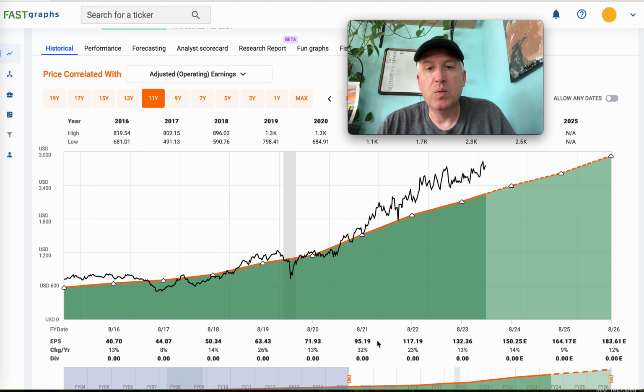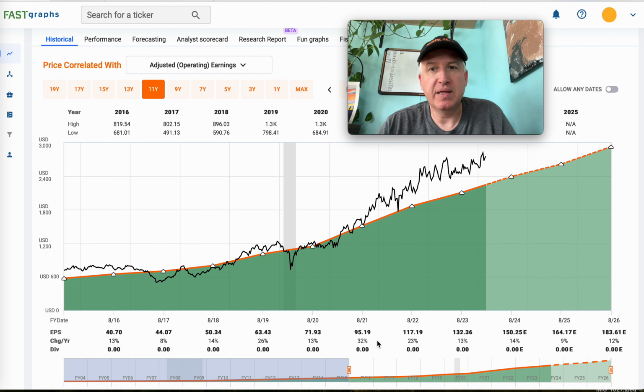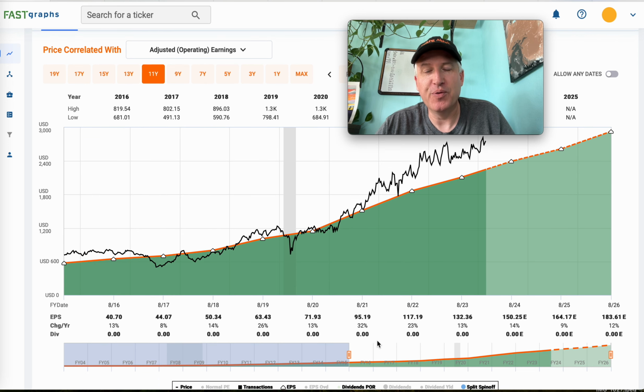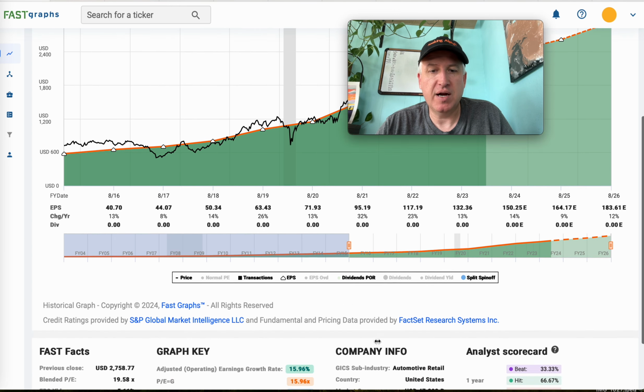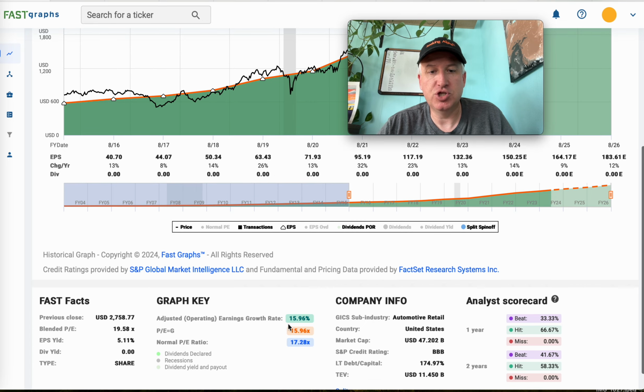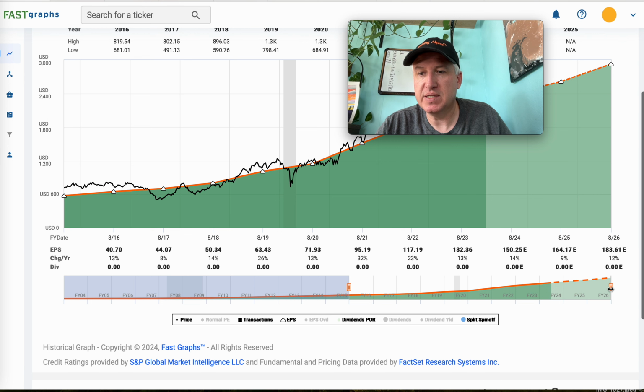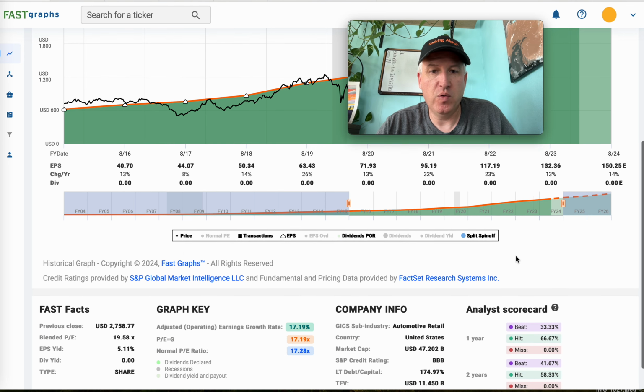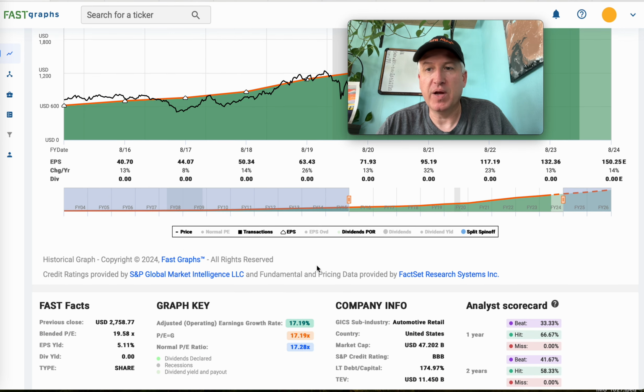But what it can do is inflate what the earnings per share growth rate would be over time because those shares are going down. So if you look on the Fast Graph, they have a little calculator here that shows you the earnings growth rate over this time period. Let me actually shorten this just a little bit. So this would be to the end of 2024 fiscal year. Okay, and this is what I'm going to measure and show you the difference.